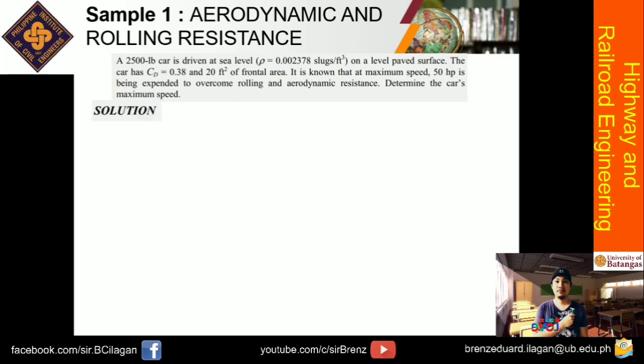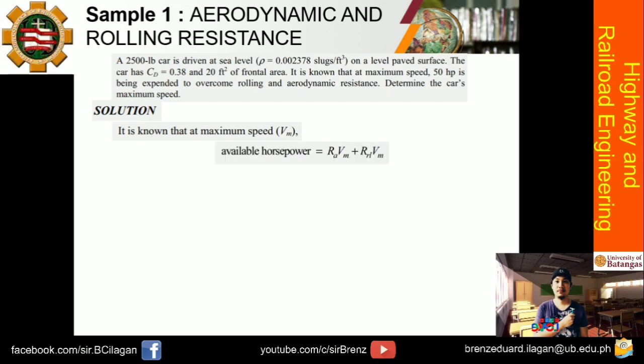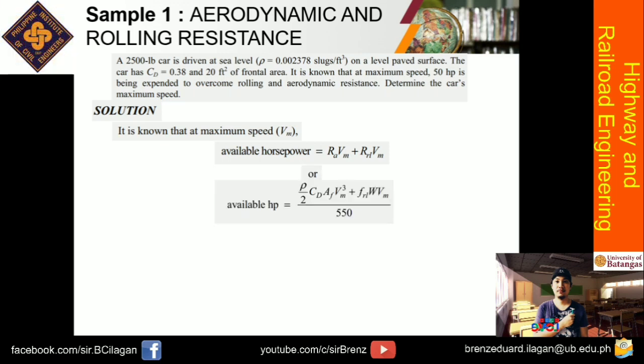Okay, so the solution for this is that it is known that at maximum speed, or V sub M, we have an available equation of available horsepower, which is equal to R sub A multiplied by V sub M plus R sub RL multiplied by V sub M. Where, as we know, the equation for R sub A and R sub RL is given by this equation. So, just substitute.